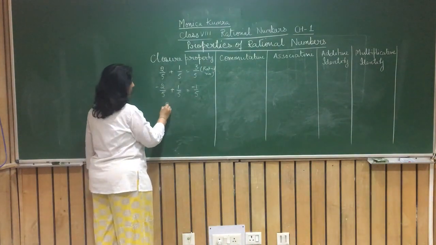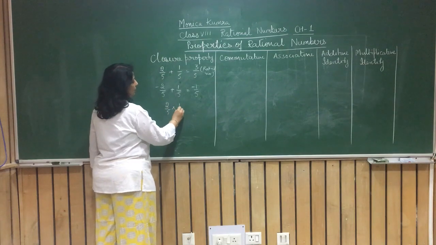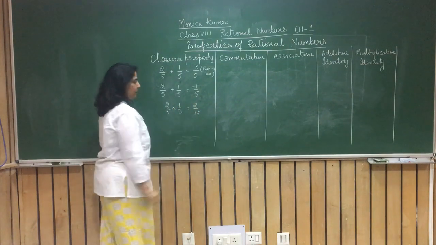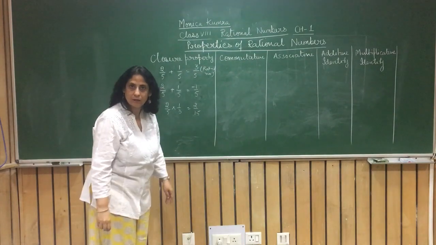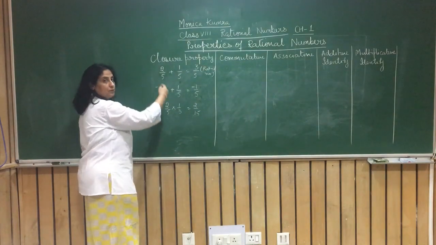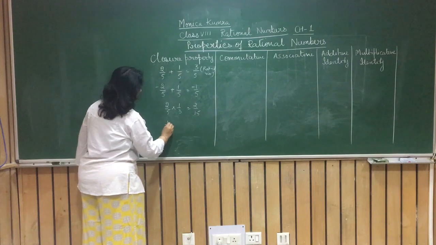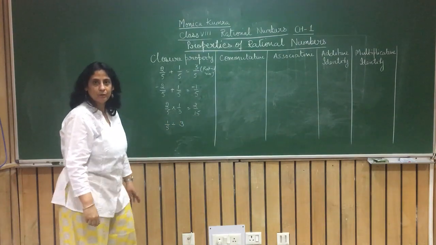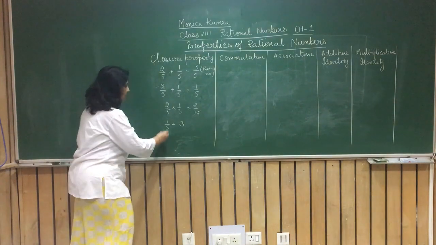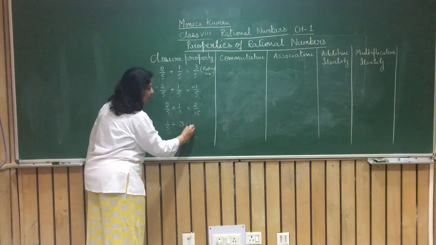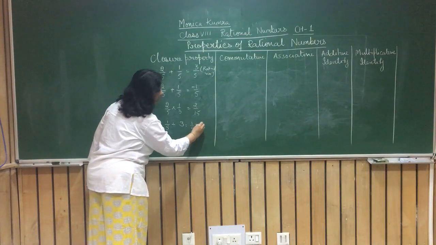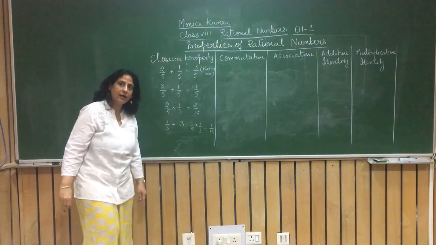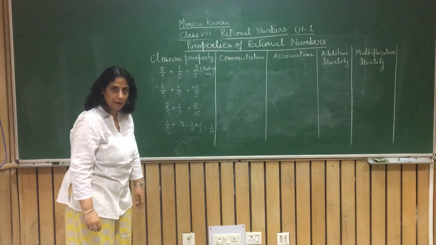Now what about multiplication? The answer is 2 upon 15. It's again a rational number. Now division. I hope everybody knows this. 1 upon 5 divided by 3 will give us 1 upon 5 into 1 upon 3, which is 1 upon 15. It's again a rational number.